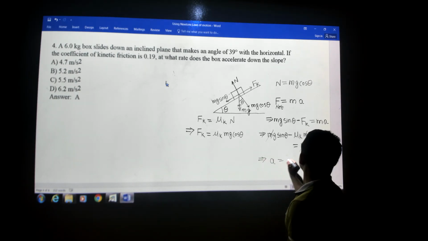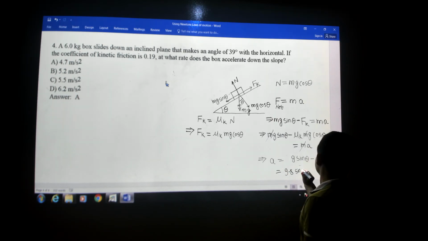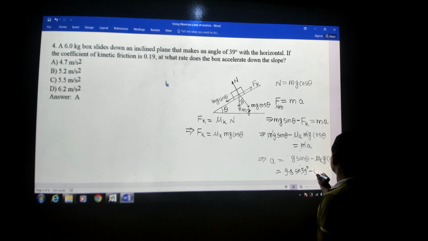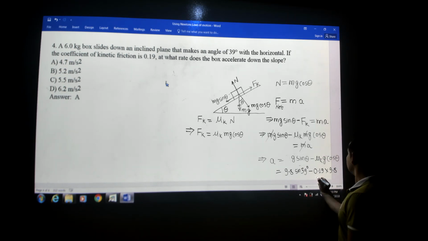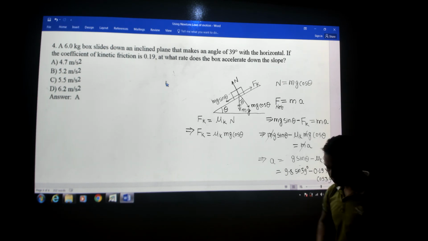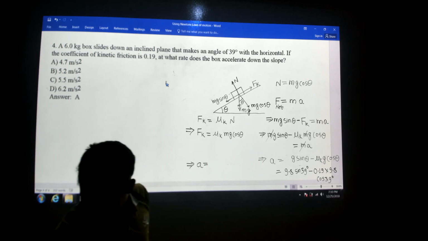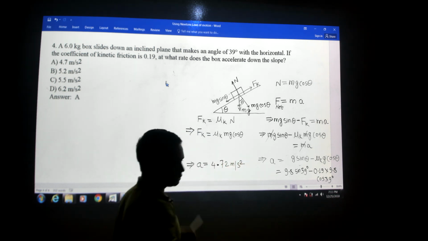So the acceleration would be equal to g sine theta minus mu k g cosine theta. I'm plugging in all the values. What's the value of g? This is 9.8. The angle theta is given, which is 39 degrees. Mu k is also given, which is 0.19. The g is 9.8, cosine 39 degrees. You just have to use the calculator. Once you use a calculator, the acceleration value you will get is 4.72 meters per second squared. So this is your correct answer.